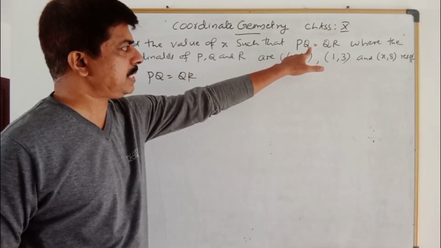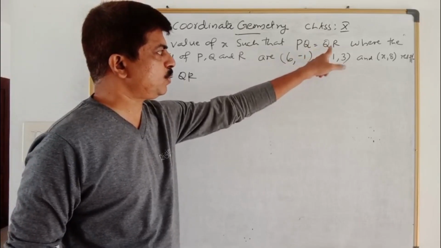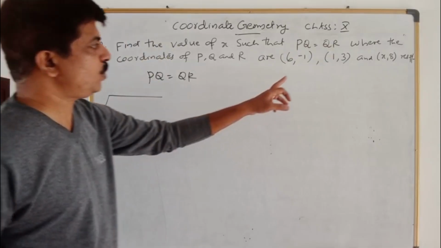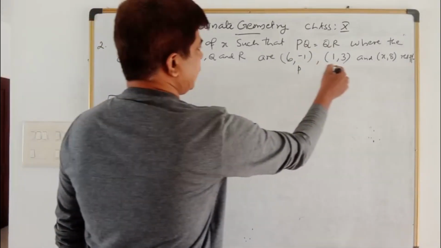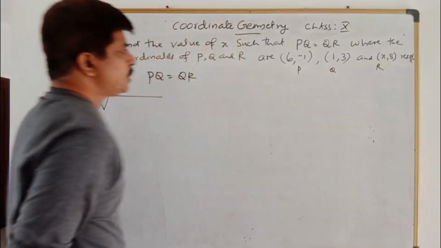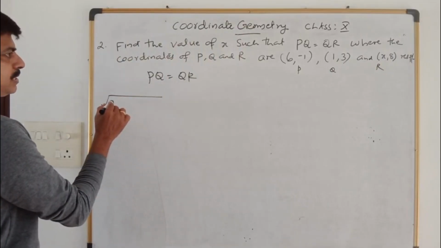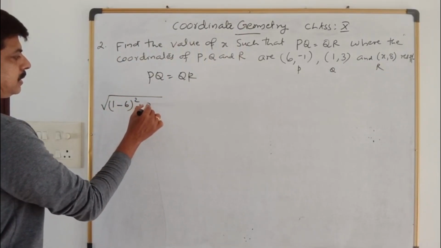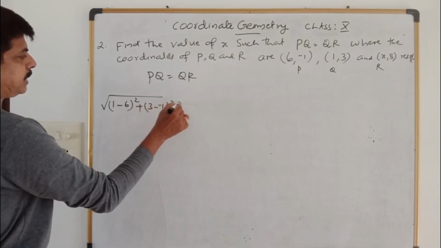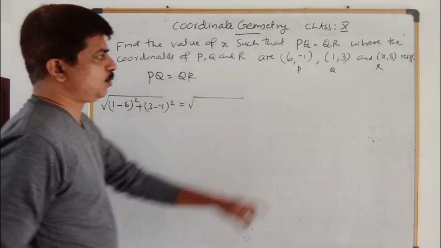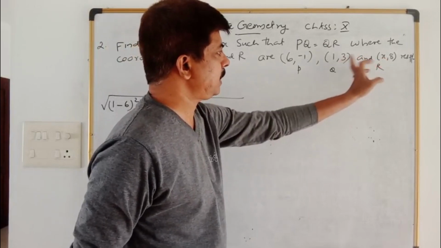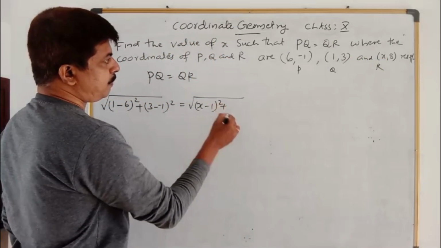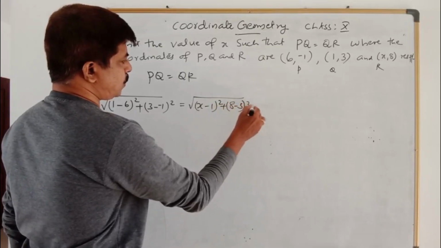They are equal: the distance from P to Q and the distance from Q to R are equal. So we apply the distance formula. Here PQ, this is P, Q, R. Let me use the formula: (x2 minus x1) whole square, that is (1 minus 6) whole square plus (3 minus 1) whole square. In the same way QR, the distance from this to this: (x minus 1) whole square plus (8 minus 3) whole square.